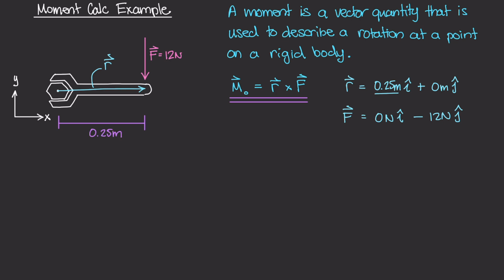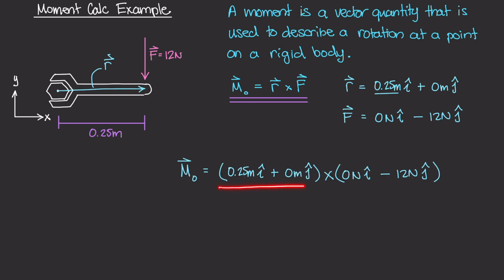Okay, so now that we have our position vector r and our force vector F both expressed in their x and y components, what we can do next is take these two vectors and plug them into this formula right here to figure out what the moment is. Okay, so I just went ahead and did just that.